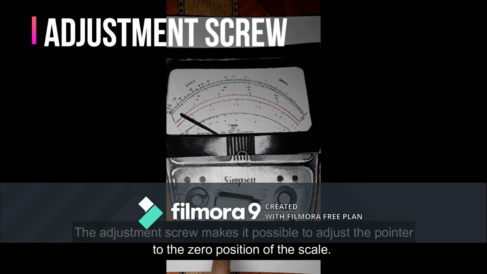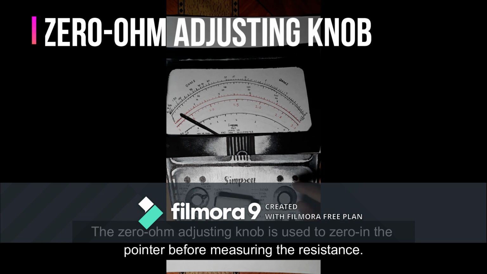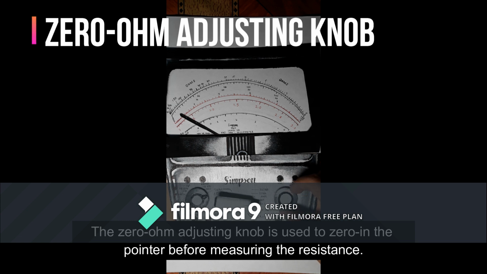The next part is the adjustment screw. The adjustment screw makes it possible to adjust the pointer to the zero position of the scale. The 0 ohm adjusting knob is used to zero in the pointer before measuring the resistance.